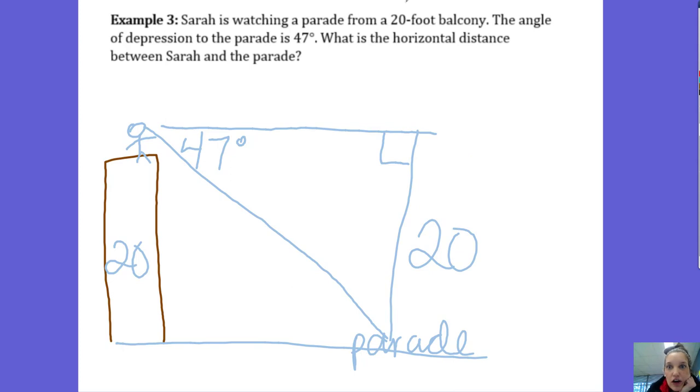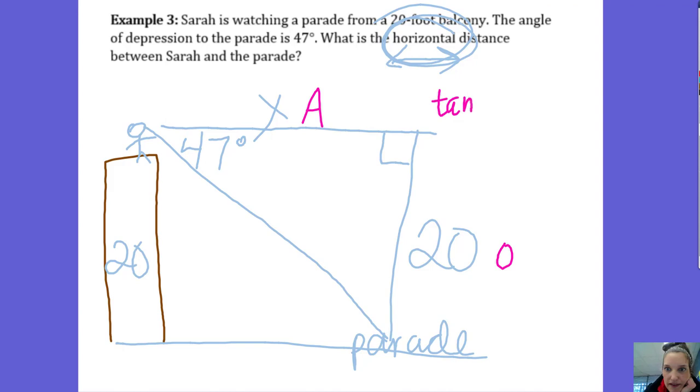And it says, what is the keyword alert, horizontal distance between Sarah and the parade? Horizontal means side to side, like this. So we are looking for that horizontal distance. So if my angle is 47 degrees, this is my opposite side, this is my adjacent side, and so I'm going to use tangent of 47 is equal to opposite 20 over adjacent.